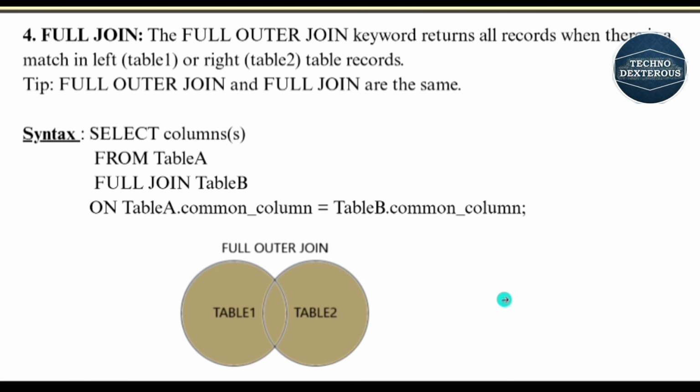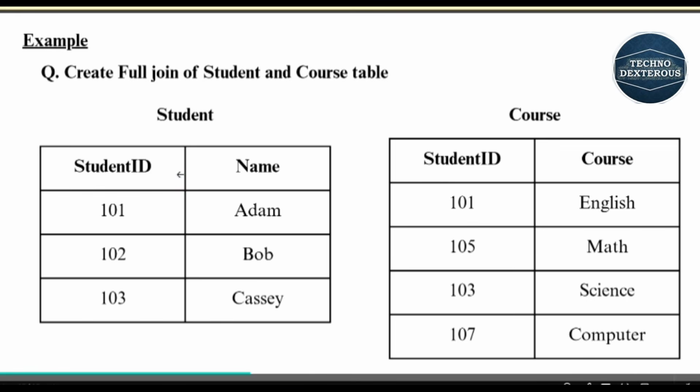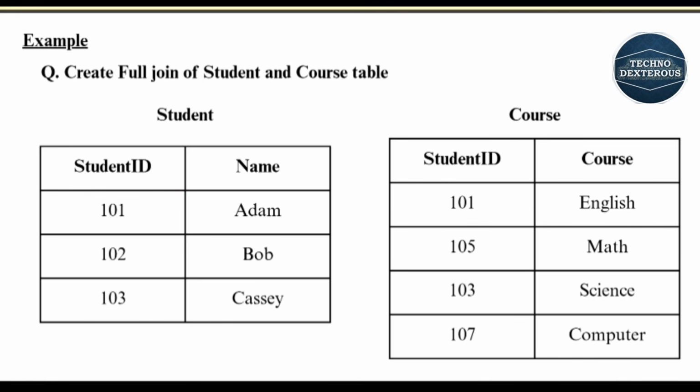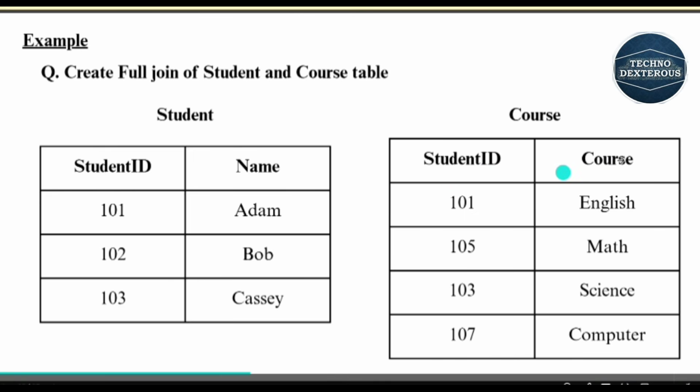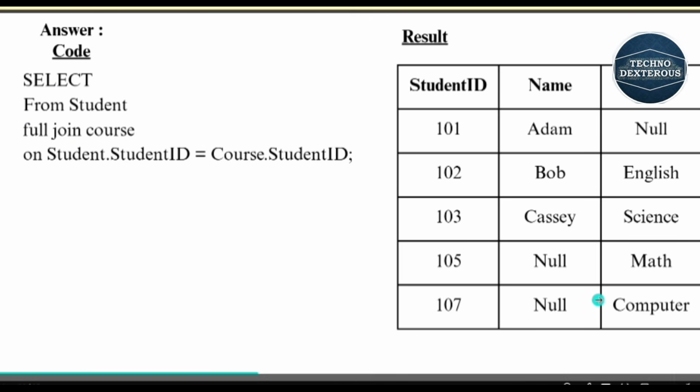Here is the syntax of full join. SELECT columns FROM table A FULL JOIN table B ON table A common column = table B common column. Here is an example of full join. The first table is student, with student ID and name of the student. In the course table we have student ID and course. Here is the code for the full join, and we get this output.